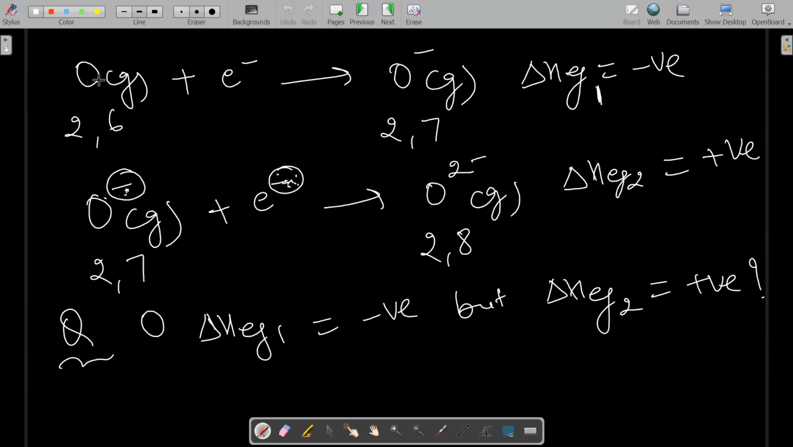Now, when we talk about oxygen, the first electron gain enthalpy is negative because the first electron is added to an isolated atom. But the second electron gain enthalpy becomes positive because the second electron is added to an anion. The anion has a negative charge, the electron also has a negative charge, and due to the same negative charge, there is an interelectronic repulsion. Wherever repulsion occurs, energy has to be provided. That means positive. So this is the reason the second electron gain enthalpy is positive.